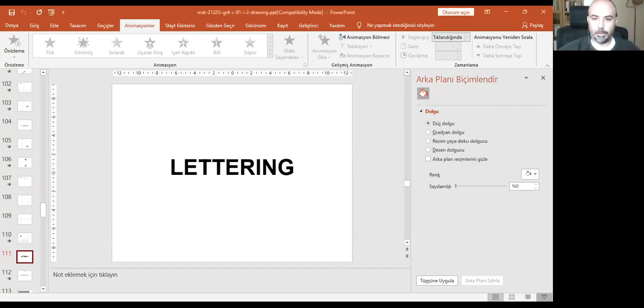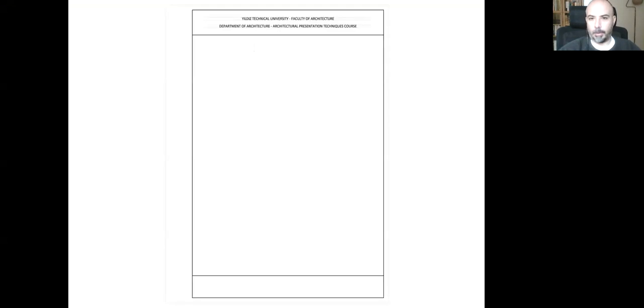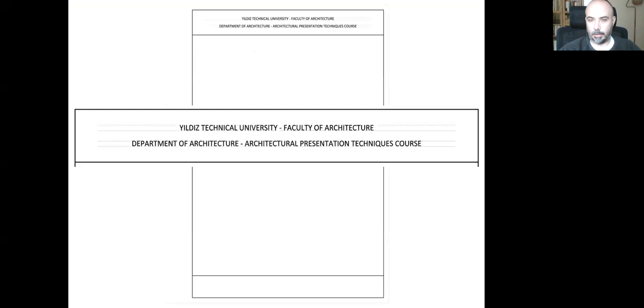We are going to continue with lettering. We created these two rows at the top of our header, and this is what we are going to write in those rows. In the first row, I want you to write Yıldız Technical University Faculty of Architecture, and in the second row, you are supposed to write Department of Architecture, Architectural Presentation Techniques course.